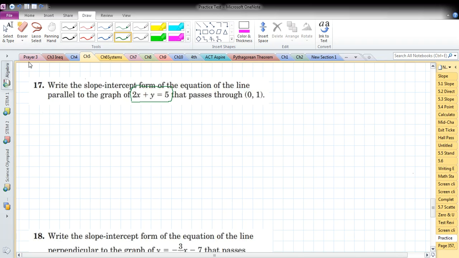So I'm going to take this and solve for y, put this in slope-intercept form, and then we're going to know what the slope is. I'm sorry, I'm trying to talk and think at the same time.